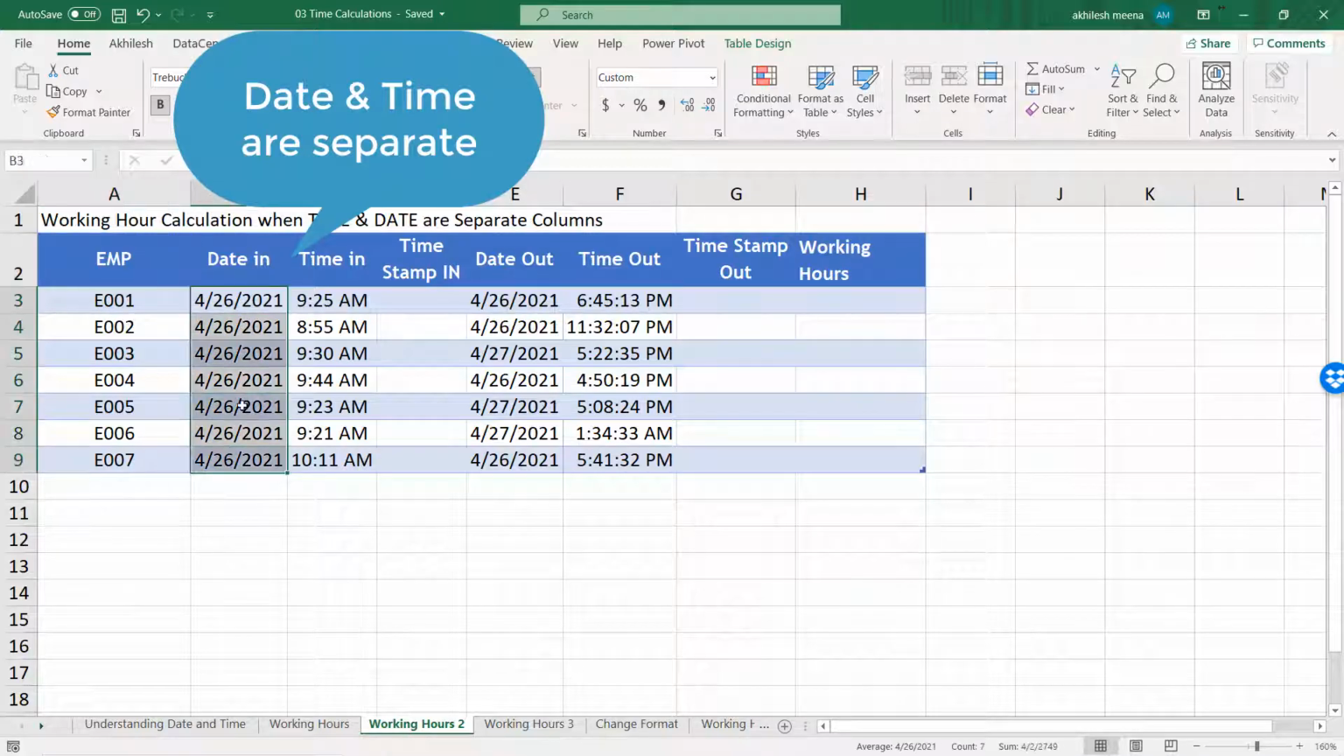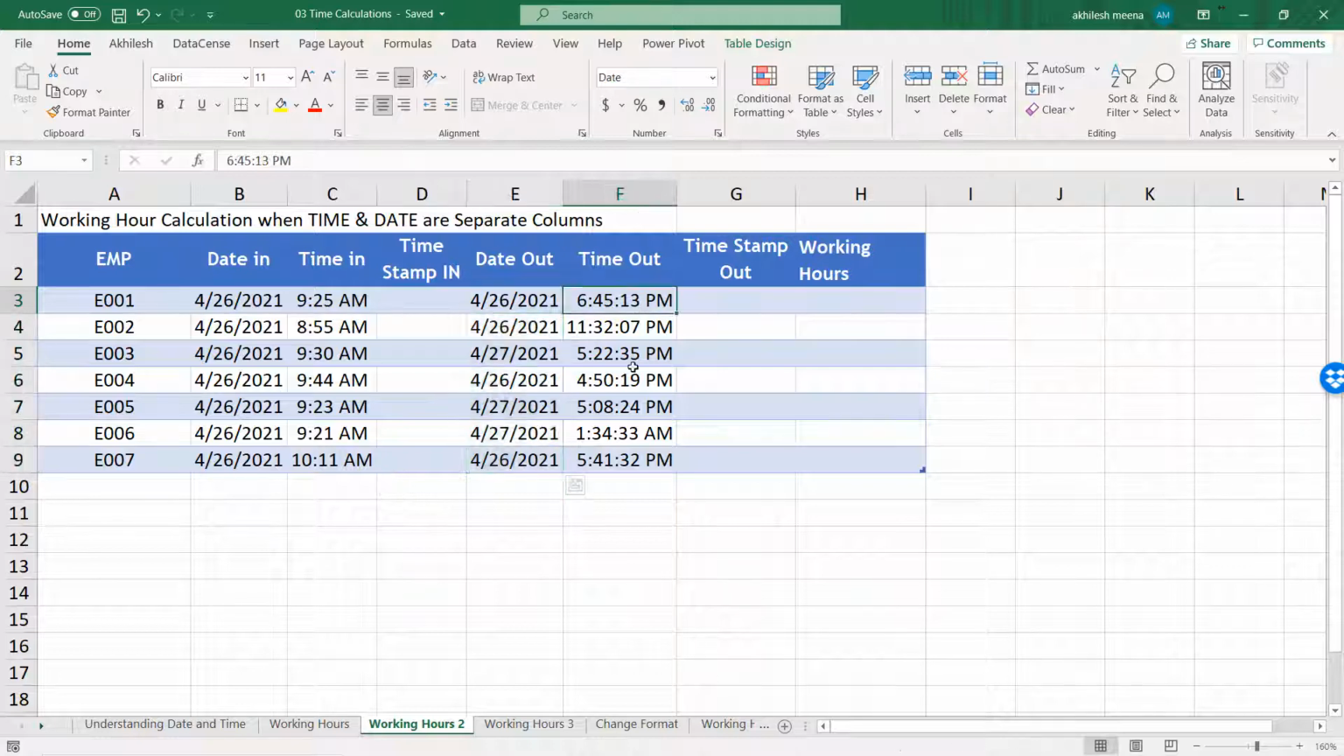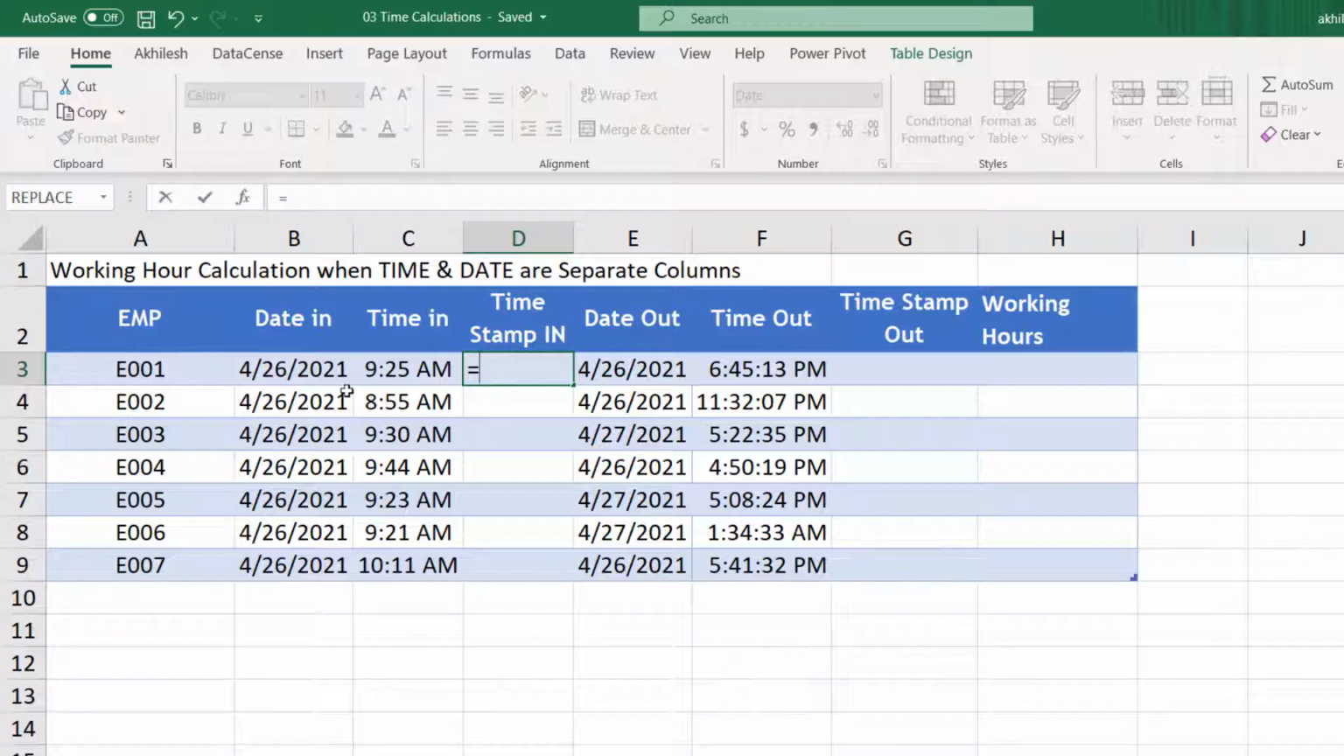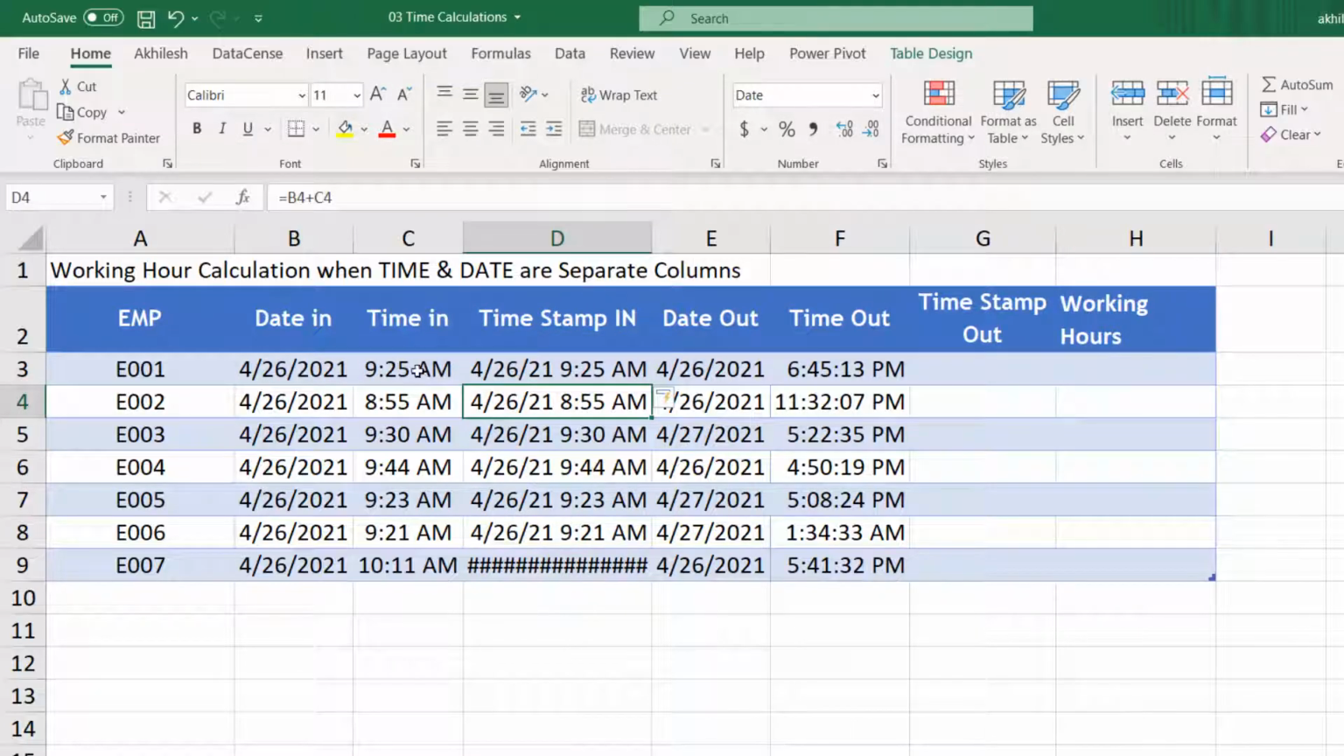Here our date and time are in different columns. Date out, time out, different columns. So how to get your normal working hours? Because overtime is just an addition to that. So here what you need to do is first add your date plus your time. So that gives you the timestamp for time in.